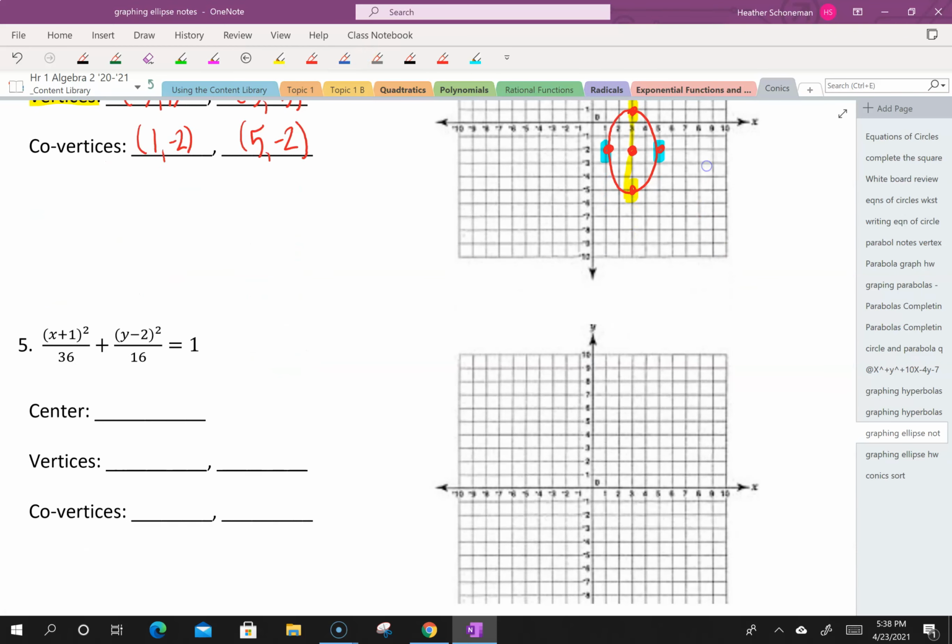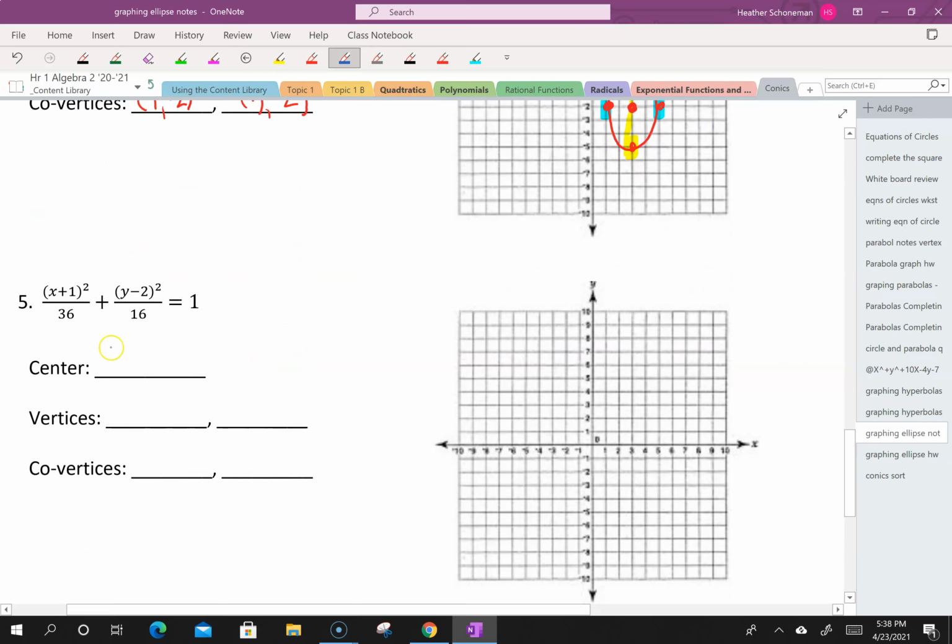Okay, this one's very similar. On number 5, the center is going to be negative 1, positive 2. So we're going to go to negative 1, positive 2. Under the x is the 36. That's going to control how much we move right and left. So I'm going to go the square root of 36, which is 6, and go over here and make a point, and then go over and make a point. The square root of 16 is 4, so that's going to be up and down 4.